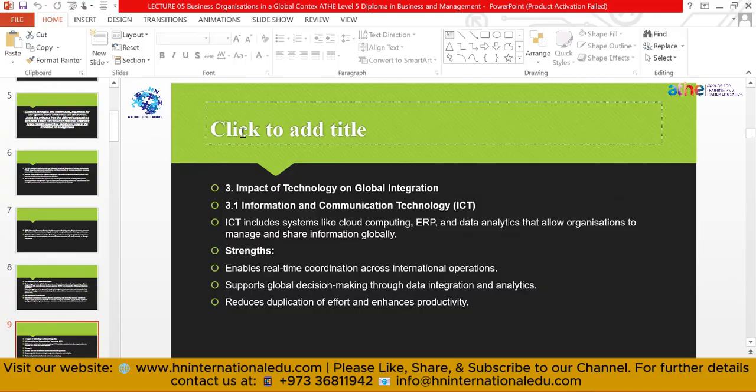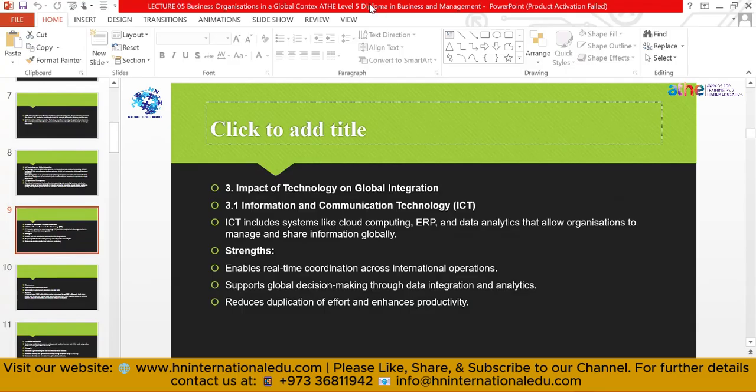It supports global decision making through data integration and analytics. Alone, you could not take a decision, even if you're a franchisee. You need to talk first to the main hub, the department, the home country owners. It reduces duplication of effort and enhances productivity. How does duplication of effort get reduced when you are in globalization? Any idea? It's a simple thing. Not at the moment. Because you're in globalization, if one country is taking a decision, the other country is also going to take it. So it is a good thing. You don't need to stress out all the time. That is why it reduces the duplication of effort.